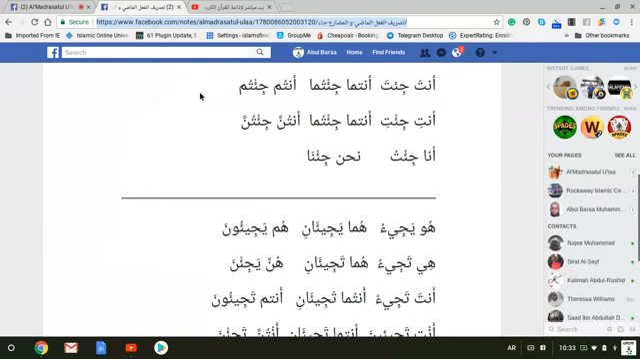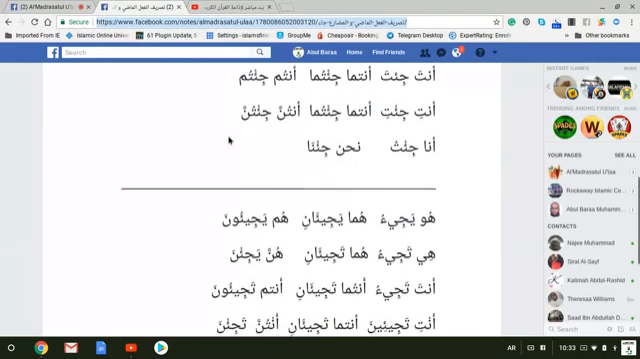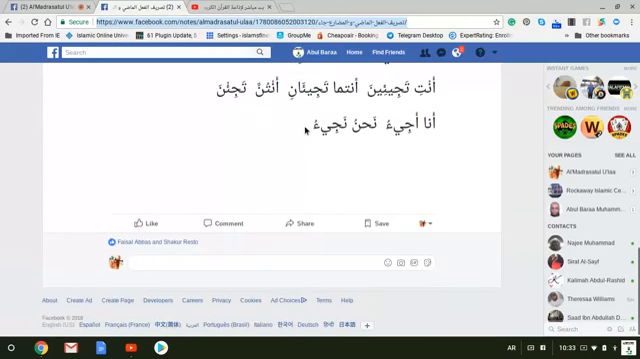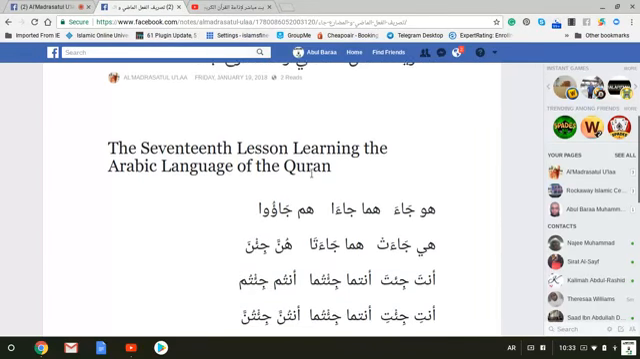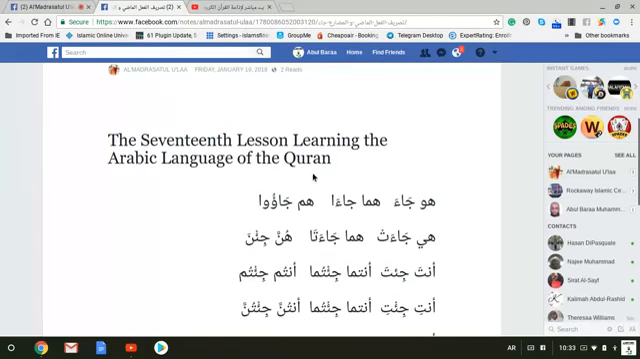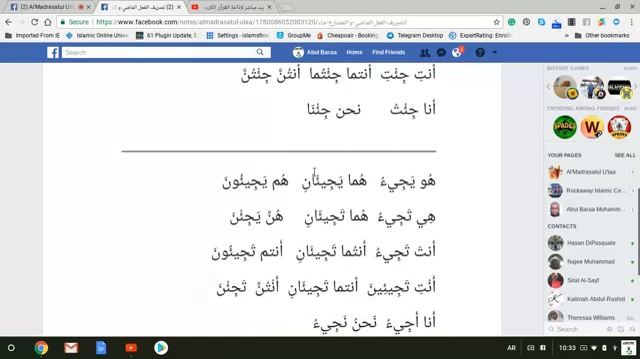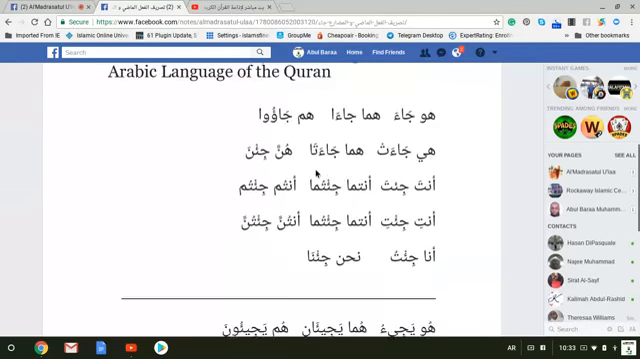So with the 17th lesson of Jaa'a, I want to write down its masdar, which I didn't do. I just looked at it right now, and I'm trying to figure out what I'm missing, and I'm missing the masdar. So let me write down the masdar for this conjugation.